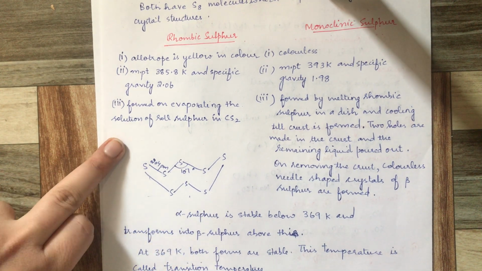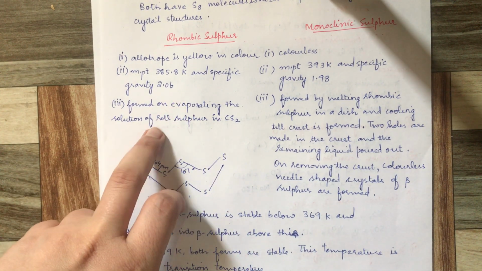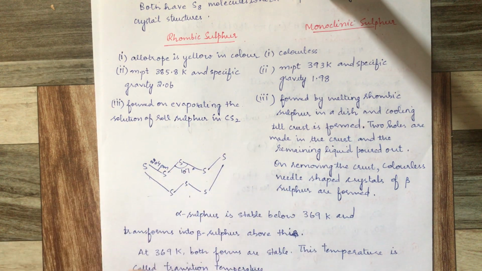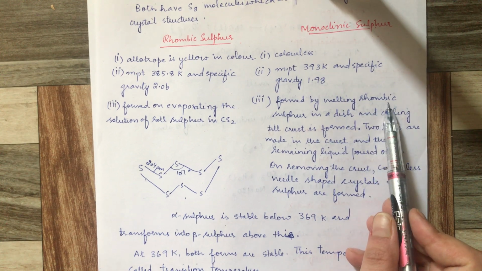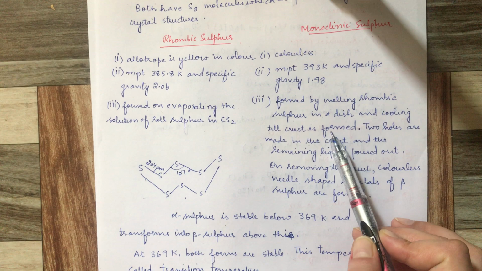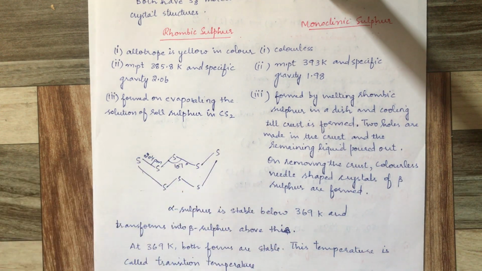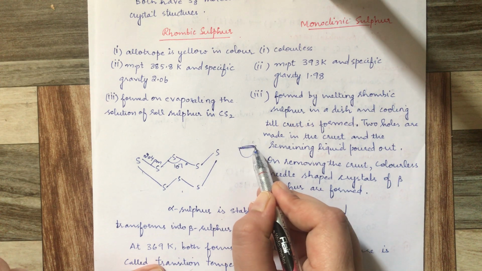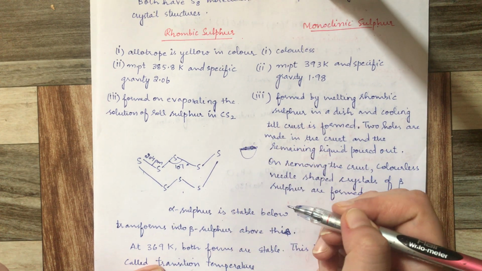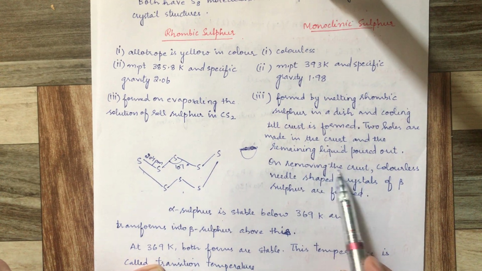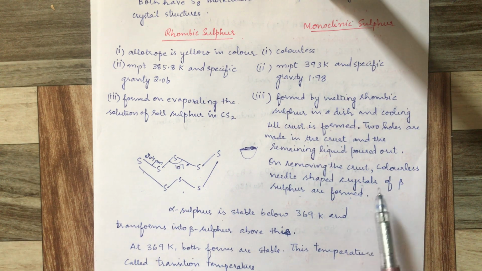How can rhombic sulfur be prepared? It can be formed by evaporating the solution of roll sulfur in carbon disulfide, whereas monoclinic is formed from rhombic sulfur taken in a dish, heated and cooled till the crust is formed. Then two holes are created in the crust and the liquid is poured out of it. On the remaining crust, the colorless needle-shaped crystals of beta sulfur are formed.